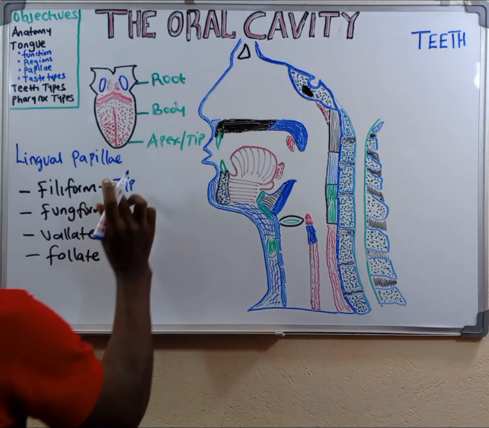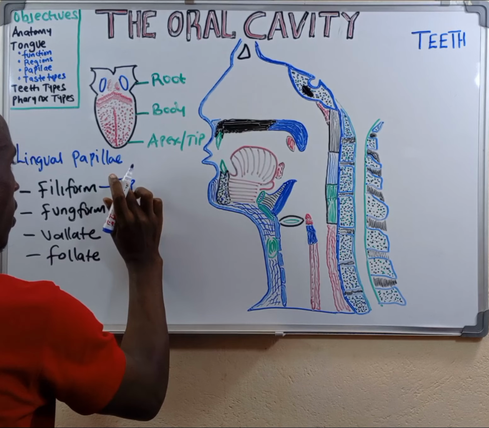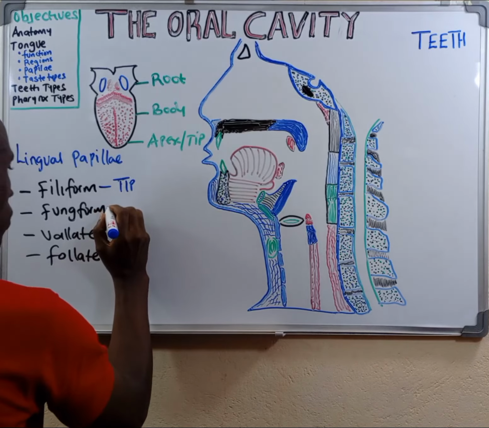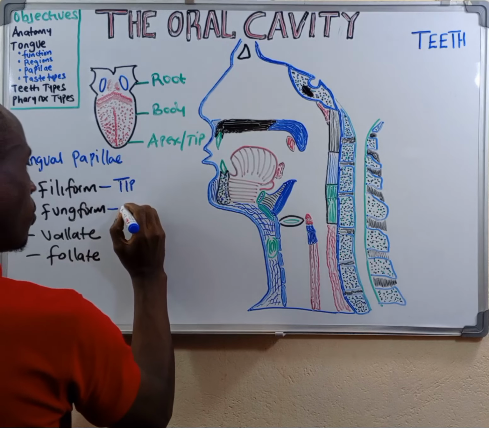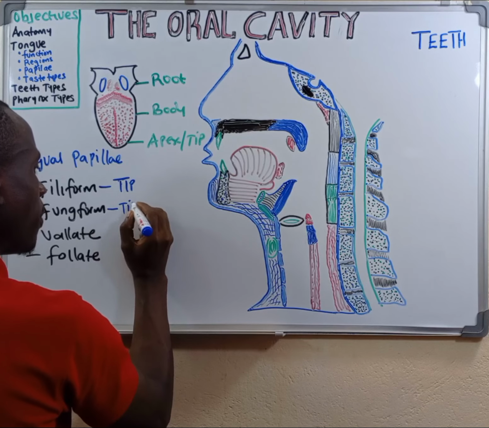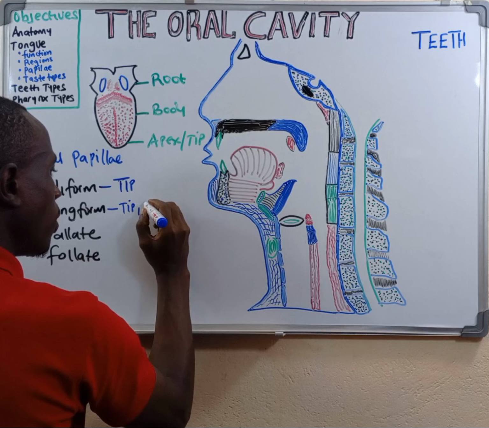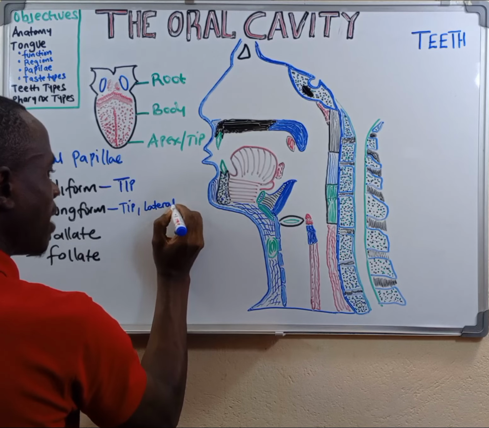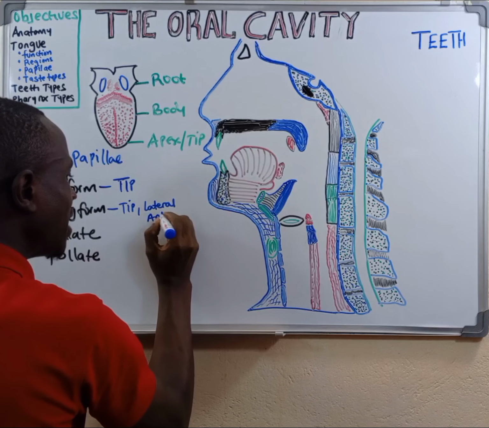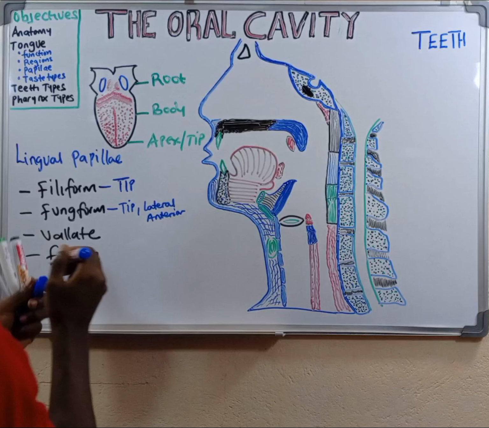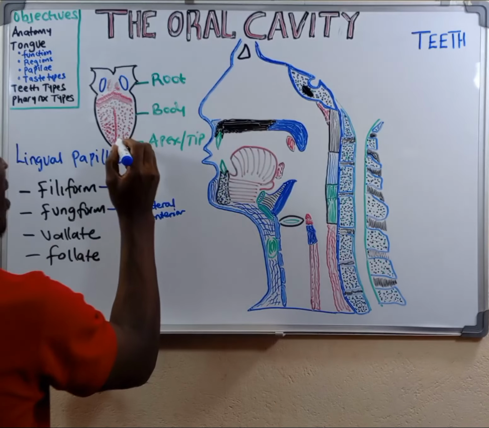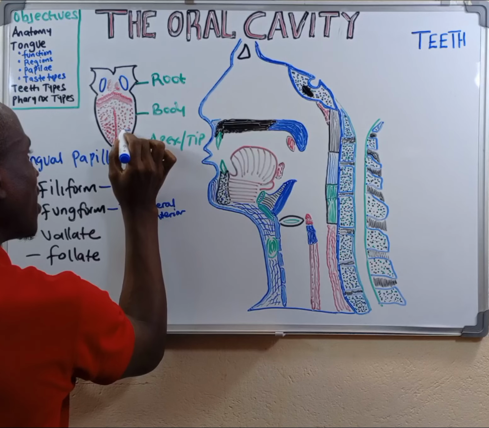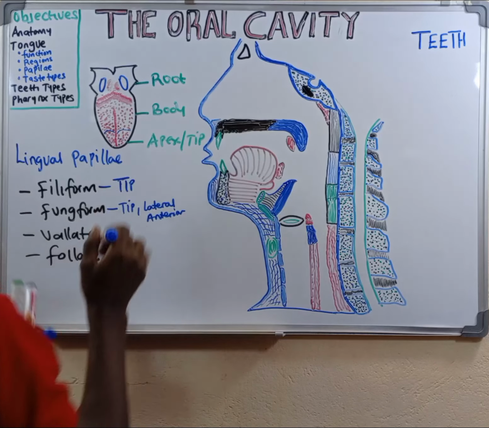Okay, that is the case for the filiform. And then when we talk of the fungiform papillae, some of them are on the tip, and some of them are on the lateral side, but more especially on the anterior portion, meaning they are anterior but slightly lateral.